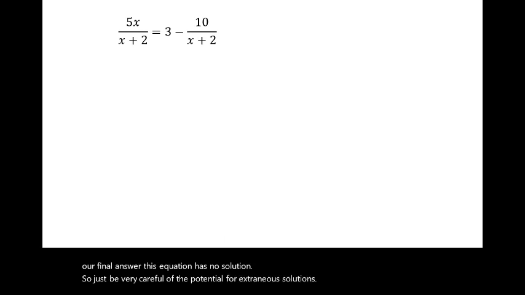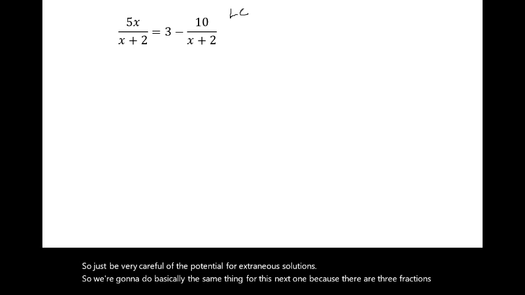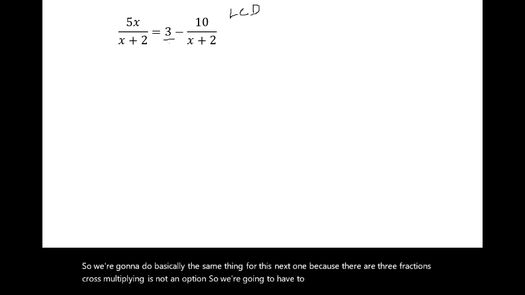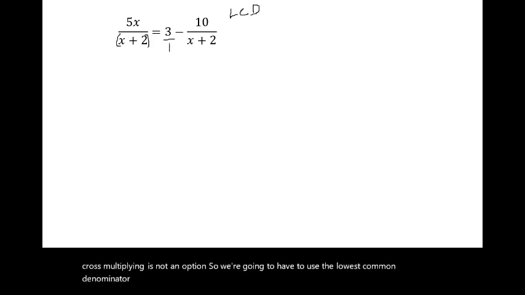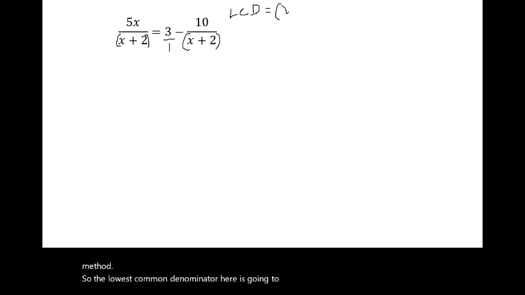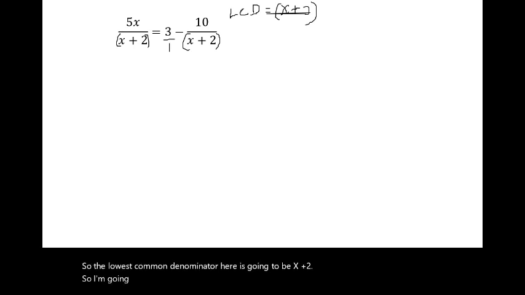So we're going to do basically the same thing for this next one. Because there are 3 fractions, cross-multiplying is not an option, so we're going to have to use the lowest common denominator method. The lowest common denominator here is going to be x plus 2. So I'm going to multiply every single term on both sides by the lowest common denominator, x plus 2.